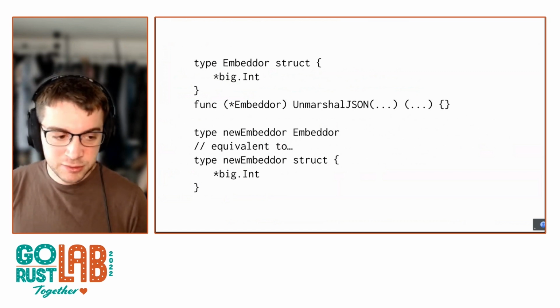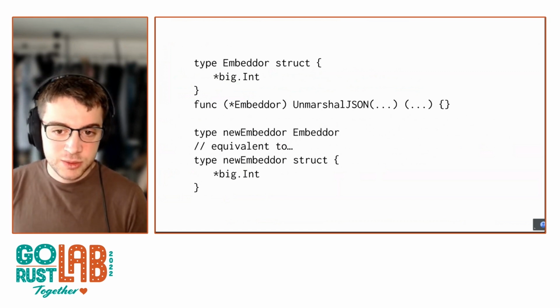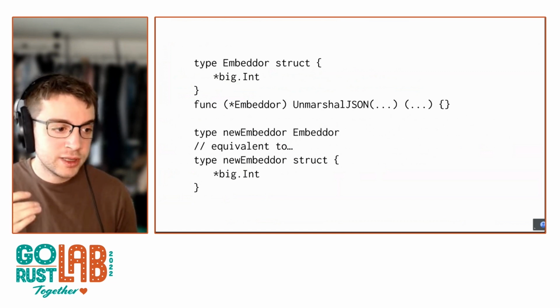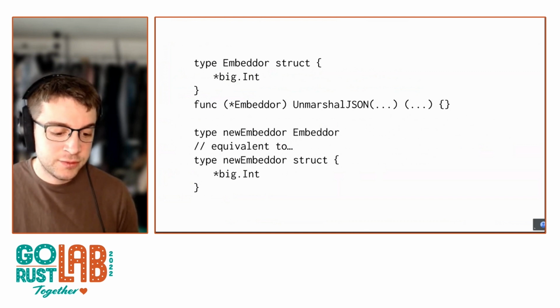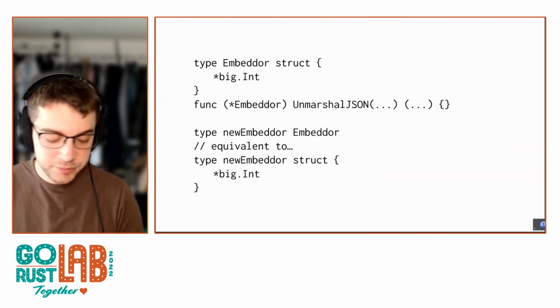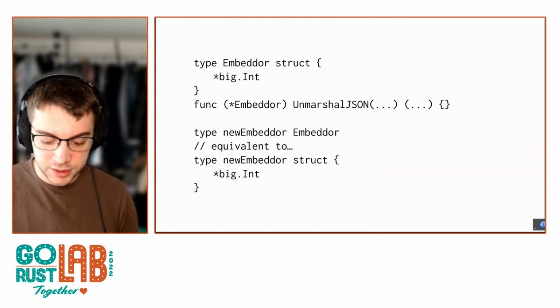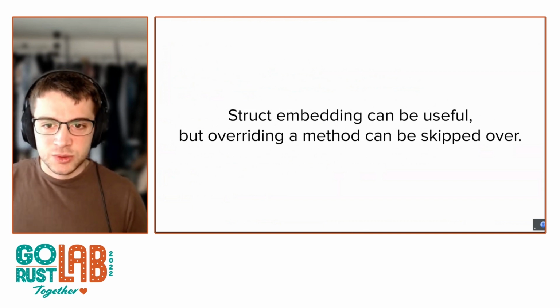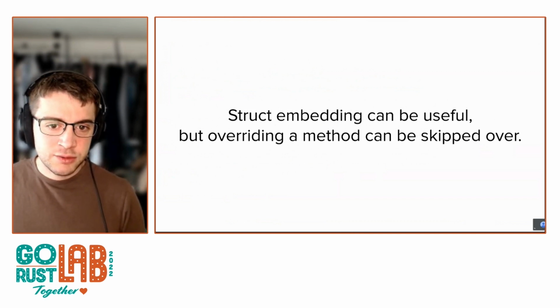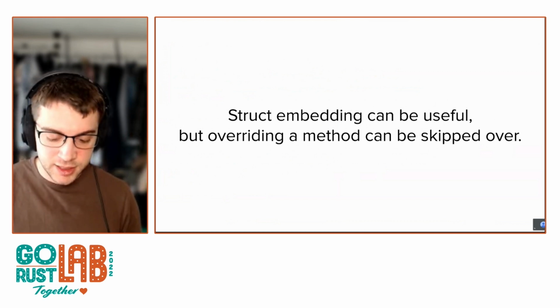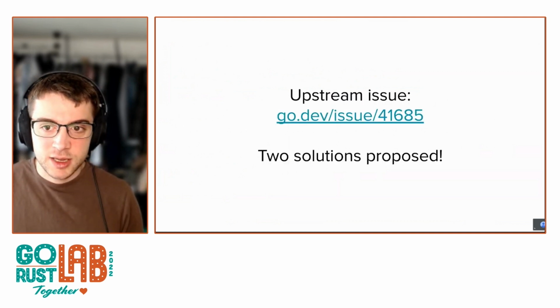And I realize I might have lost half the audience at this point. So essentially what I'm saying is that when you declare a new name type, you're ignoring all the methods of a name type that you're reusing. And that is the gist of it. So that is why our example panics, because we're ignoring our method. So struct embedding can be useful, but overriding a method can be quote unquote skipped over, even if by mistake, if you fall into this trap.